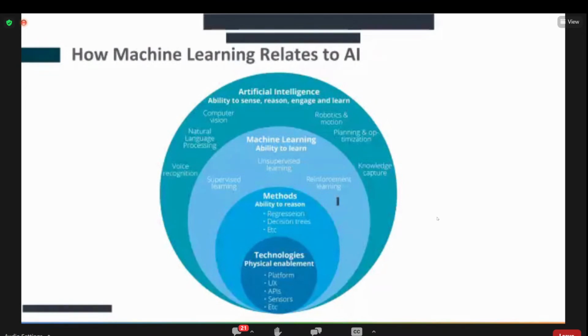And this is a taxonomy here of how the different layers build up to create machine learning and, on top of that, artificial intelligence.